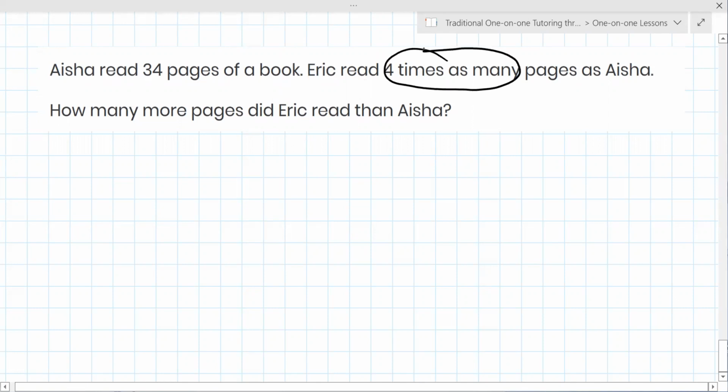What math operation is that? Times, multiplication. Yes. So which two numbers are you going to multiply? 4 times 34. Okay. Can you do that for me? Can you try that out, please?